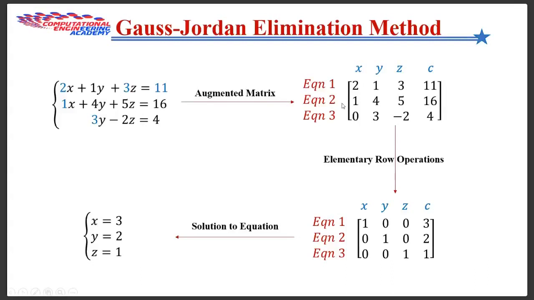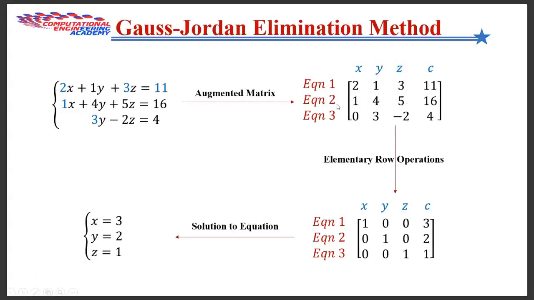So look at this. Each row of the matrix represents an equation. Equation 1 will be row 1. Equation 2 will be row 2. Equation 3 will be row 3. The first column here will represent the coefficients of the x unknown. For equation 1, we have 2 as the coefficient of x. Equation 2, we have 1 as a coefficient of x. And equation 3, we have 0 because there is no x here. So we have 0 as the coefficient of x. And same thing, we have then y: 1 for the first equation, 4 for the second, 3 for the third, and then lastly z: 3, 5, negative 2.